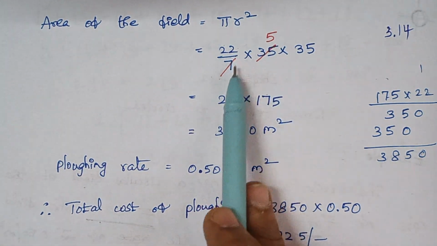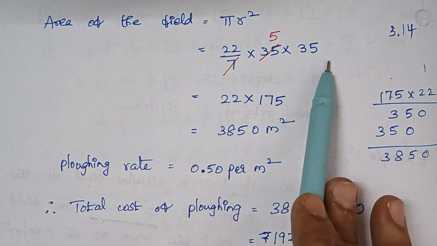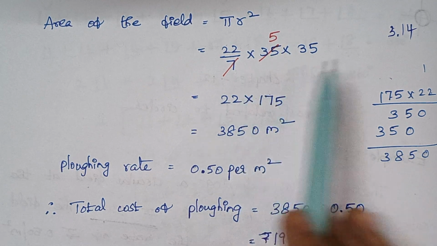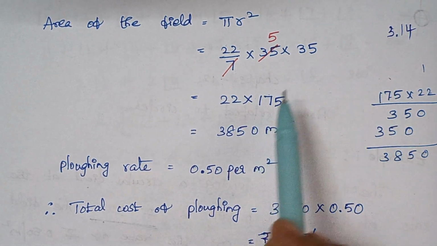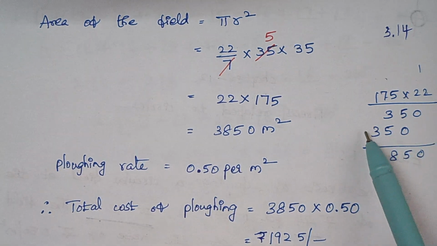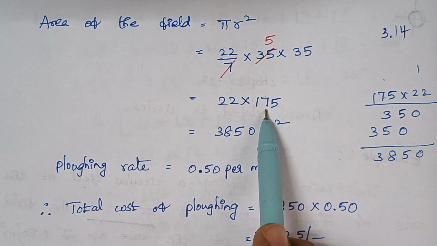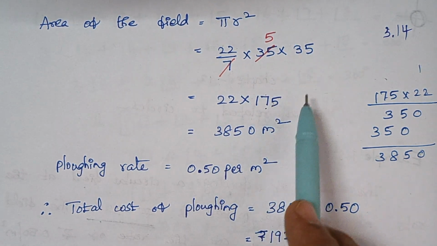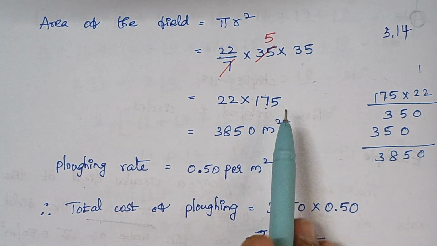So here 22 by 7 into the value of r is 35. So 35 into 35. So if you cancel, you see, here we are getting 7 5s are 35. So I am doing a multiplication, right? So here 5 into 35 is nothing but 175. Okay, 5 5s are 25, 5 remainder 2 and 5 3s are 15. 15 plus 2 gives you 17, right?